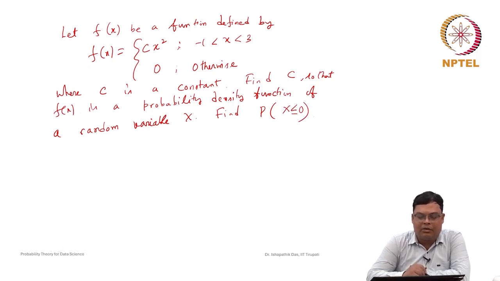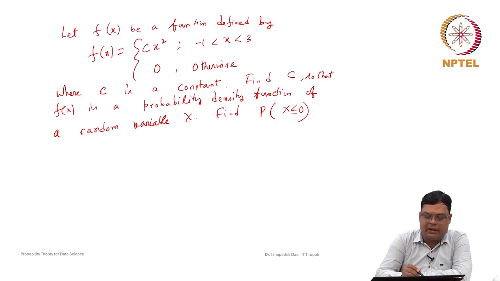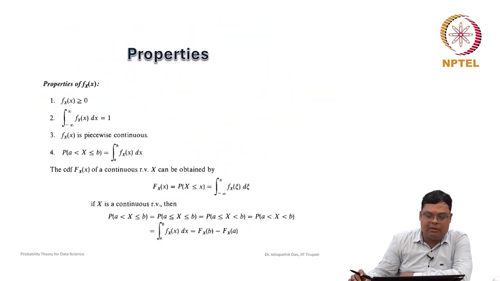Now, how will we find that? It is asked that c is a constant, find c so that f_X(x) is a probability density function. Because it is a probability density function, it will satisfy the conditions: f_X(x) is greater than or equal to 0, and the integral from minus infinity to plus infinity of f_X(x) dx is equal to 1. F_X is piecewise continuous because the derivative is piecewise continuous, which is an assumption for a continuous random variable. The probability from a to b can be written in this way. These are some of the properties.